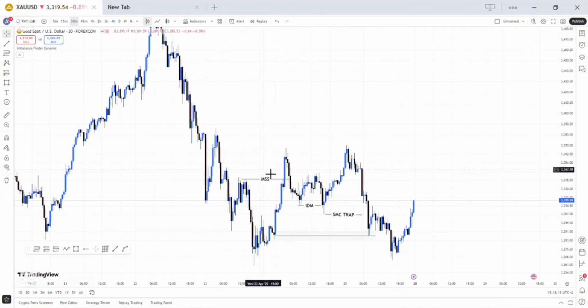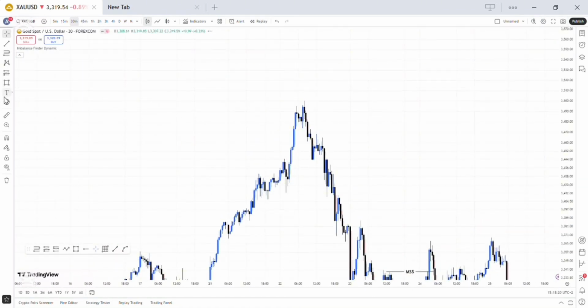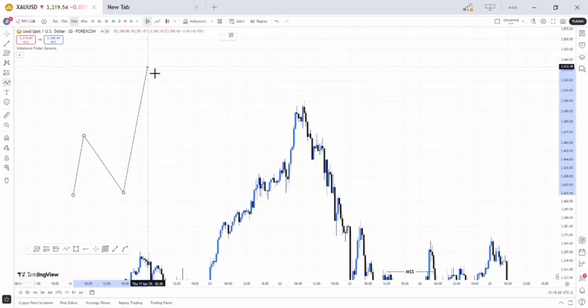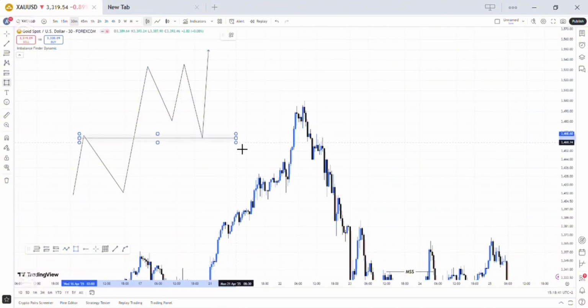I don't know if you understand. Now, the major concept of the inducement strategy is this: this was an uptrend, then we have a market structure shift. This area becomes your inducement, then the nearest POI gets your what? Entry, which is this area, as your nearest POI.